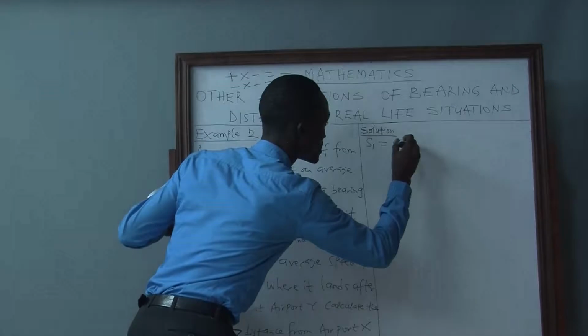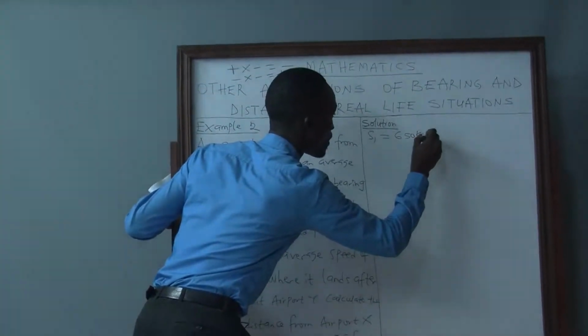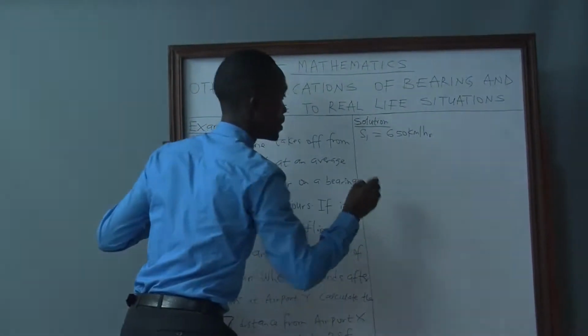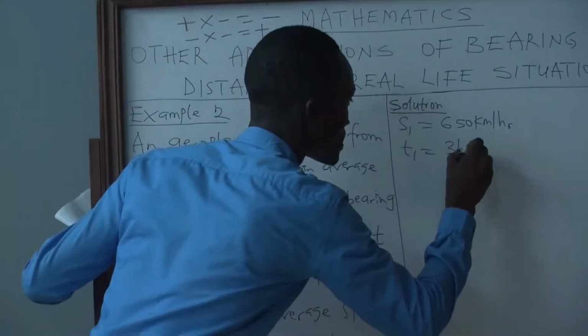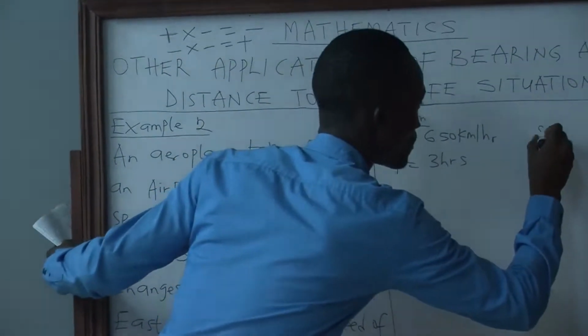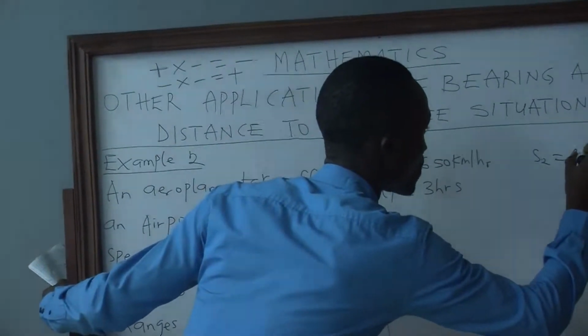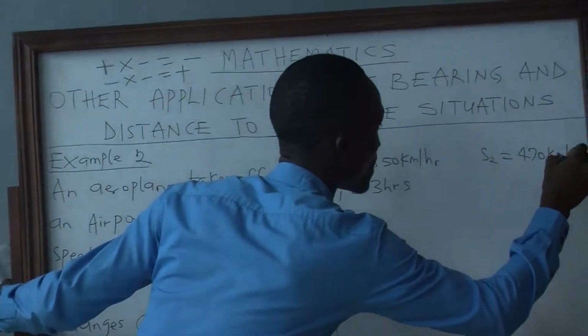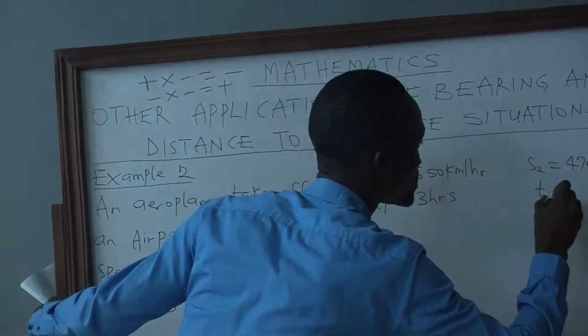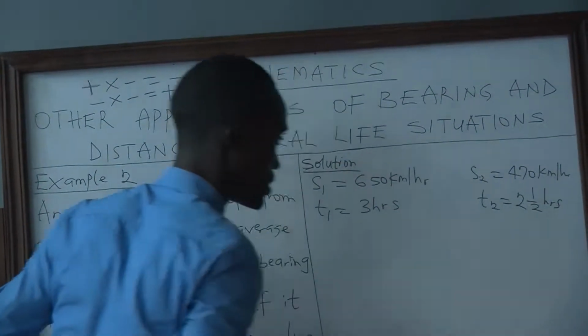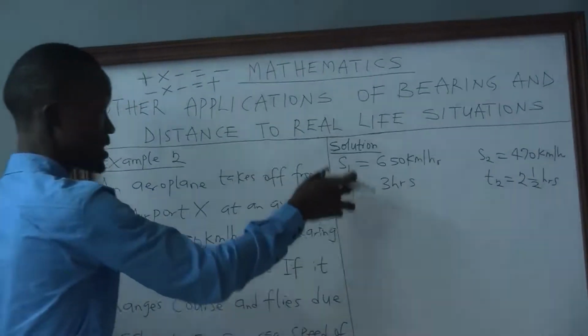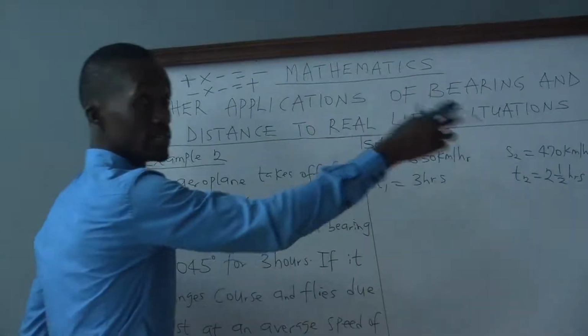S1 is 650 km per hour. We have T1, that is 3 hours. We have also S2 is 470 km per hour. And we have T2 to be 2.5 hours. So what we do here is to get D1 and we get D2.